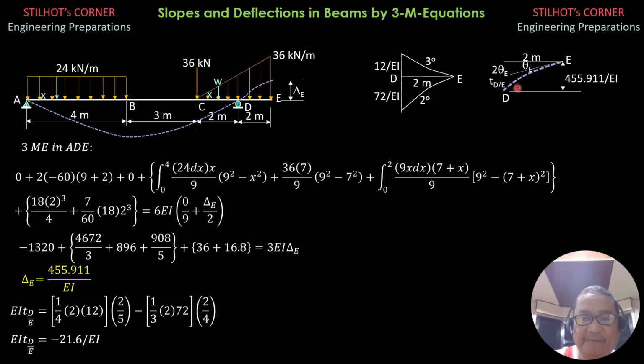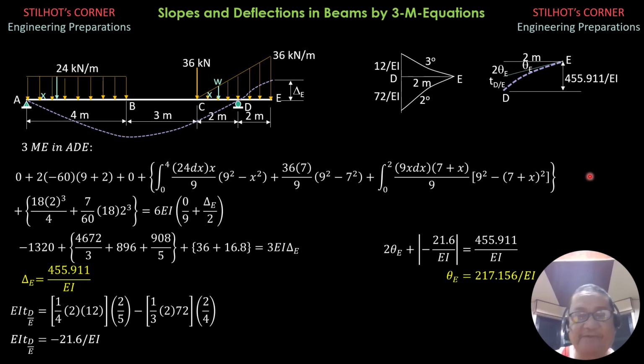So from the figure, 2 theta E plus absolute value of deviation of D relative to E, let's make all this positive, is equal to this positive value. So 2 theta E plus absolute value of negative 21.6 over EI equals 455.911 over EI. Finally, theta E can now be computed. It is equal to 217.156 over EI. So that's it for this video.